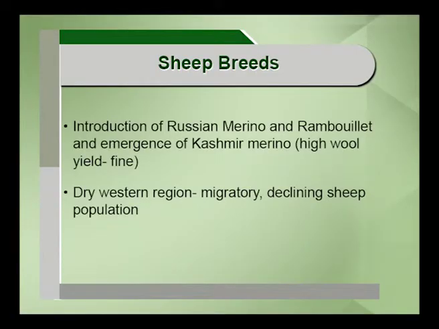And one important thing I wanted to say is that in the dry western region of our country, the sheep population is slowly and steadily declining. The basic reason is the kind of agriculture, because we are moving more towards sedentary agriculture, wherein earlier they were practicing migratory, and the pastoral tribes were involved in this kind of sheep breeding and sheep maintenance. So what I want to say is that in the dry western region, the sheep population is declining very fast.